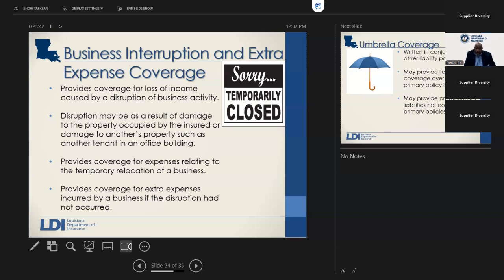So make sure you have that type of coverage, particularly those of us in South Louisiana, where we're subject to hurricanes, tornadoes, and other types of severe weather conditions.